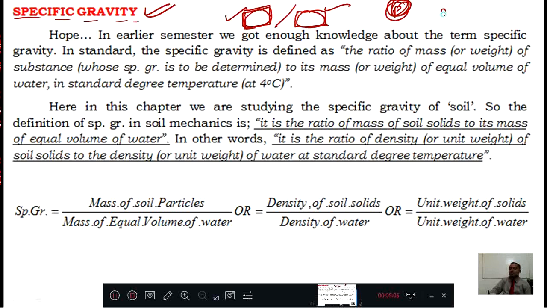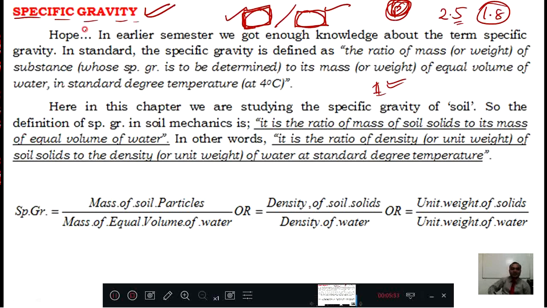If a specific gravity is 2.5, it means that material is 2.5 times heavier than water. If the specific gravity is 1.8, it says that material is 1.8 times heavier than water. Then water's specific gravity we will call 1. Why? Because water is being compared with water's own weight. Therefore it is 1 only.